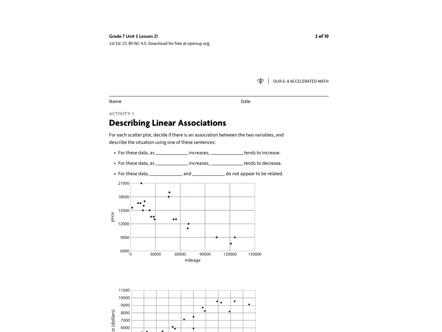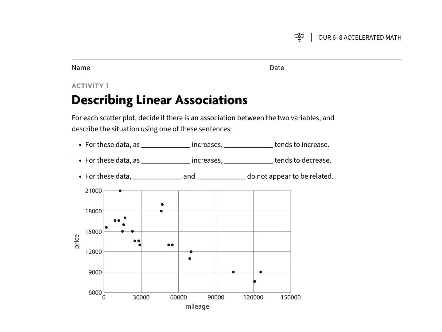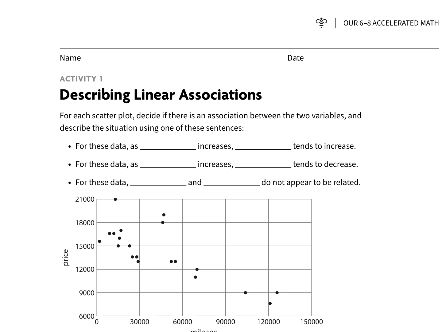Let's move on to the next one. For this next activity, you are going to be describing the linear relationships between 2 variables. You are going to be determining what the trend is and whether or not it appears to be related. So is it a positive trend? Is it a negative trend? Or maybe there's no trend at all. For each description, you are going to use one of these sentence starters where you fill in the blank.